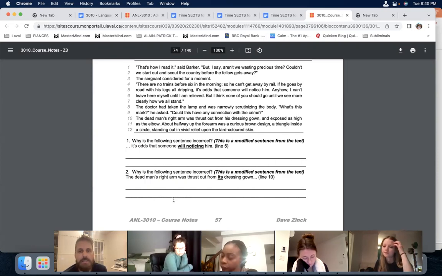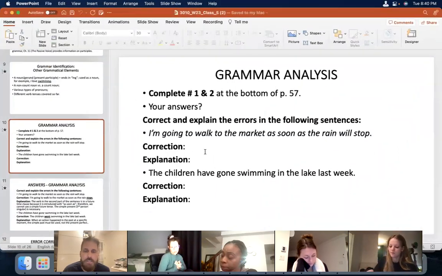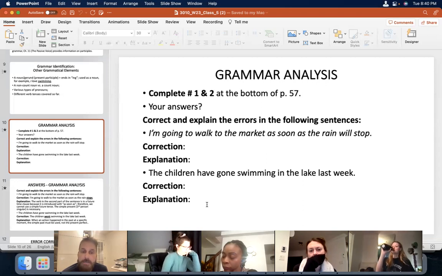Yes. Okay, excellent. Now we're going to go here, and just to give you 2 more examples. Here you got 2 minutes. You have: I'm going to walk to the market as soon as the rain will stop. The children have gone swimming in the lake last week. Okay, give me the correction and give me the explanation. You only have 2 minutes to do it.